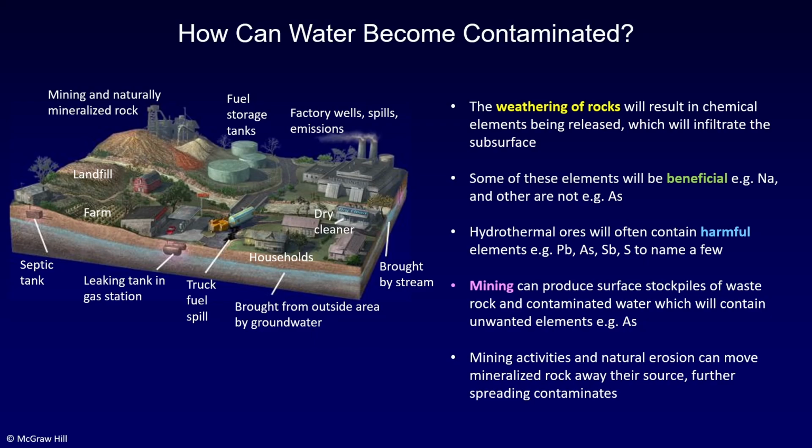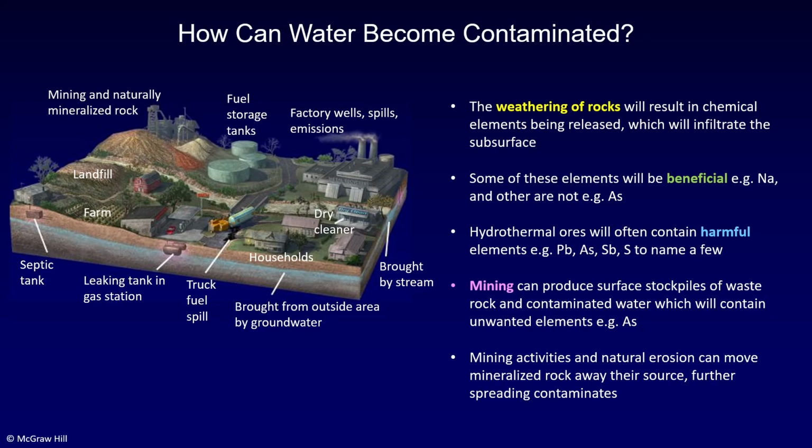Some of these elements that are released by weathering are beneficial. Sodium would be a good example of one. Whereas some elements that are released by weathering are harmful, and a good example of that would be something like arsenic. In terms of the worst types of rock for weathering, we often find higher concentrations of harmful metals associated with areas that have undergone hydrothermal mineralization. These ores in particular will tend to contain concentrations of lead, arsenic, antimony, sulfur, amongst other elements. When these rocks weather, they typically release quite a lot of harmful elements into the water.